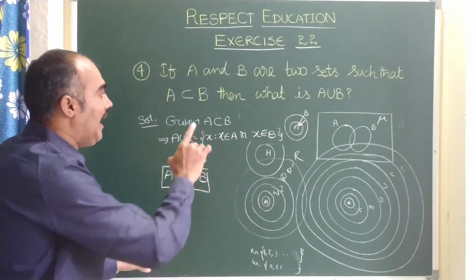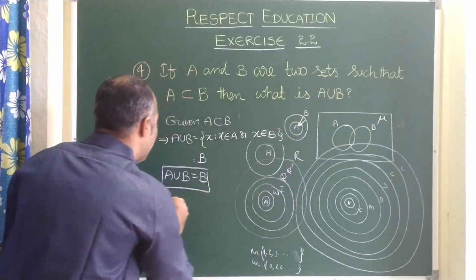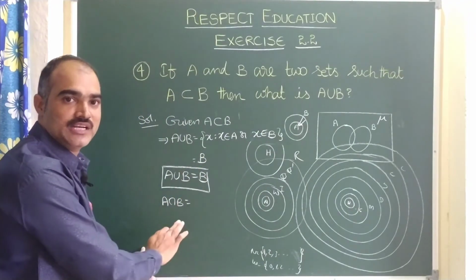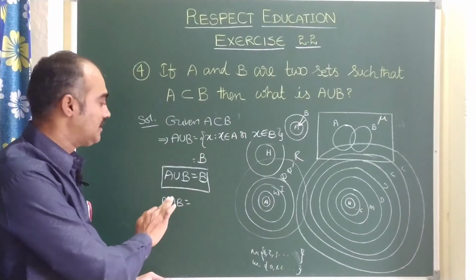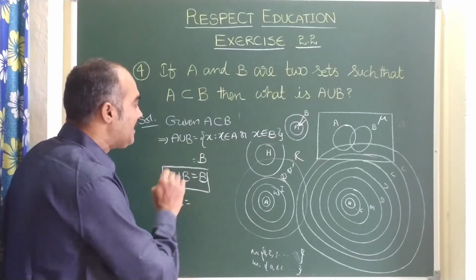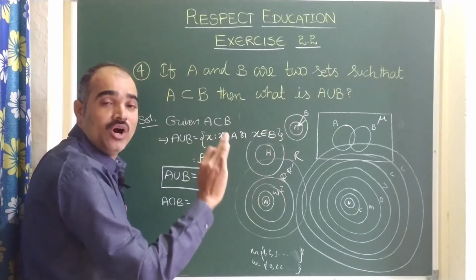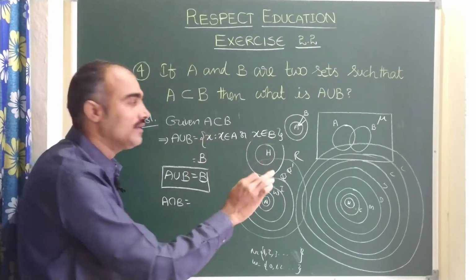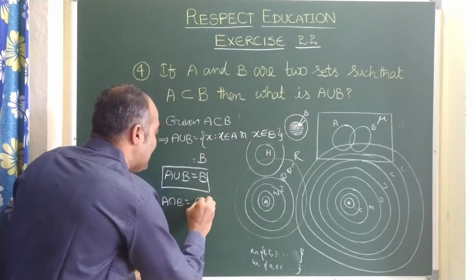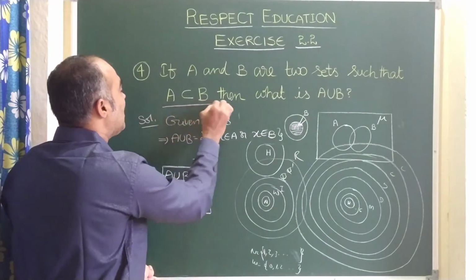Is it clear, children? At the same time I would like to tell you something which was not asked earlier: A intersection B, what happens? Let us see what is A intersection B. Actually this is not asked, children. For your idea I am giving this extra content. A intersection B means, again you come back here, children. For A and B, which is common? I told you intersection means common. A is common. So here A intersection B is always A when A is a subset of B.